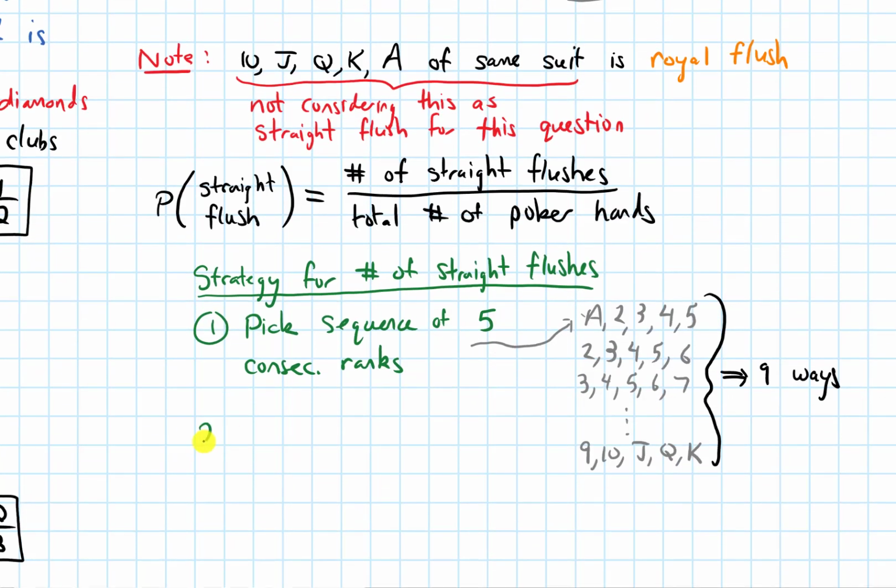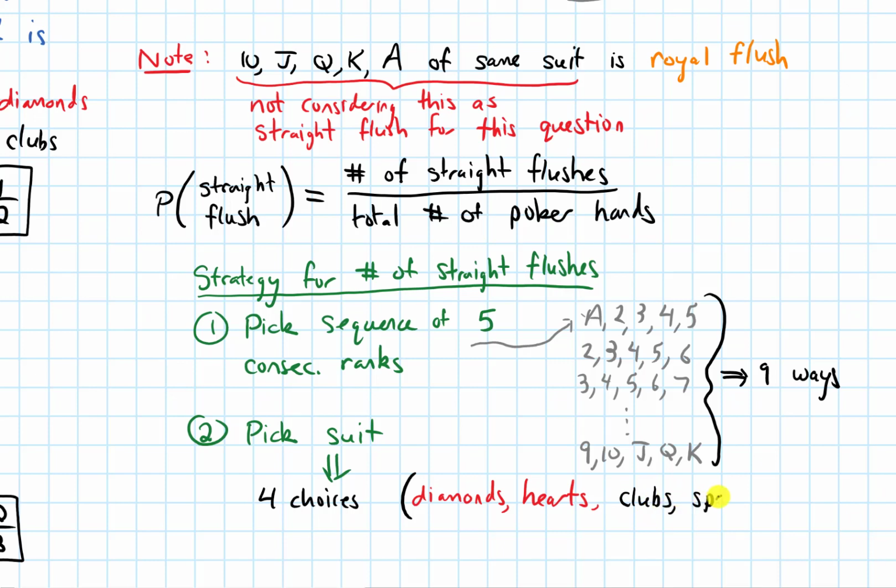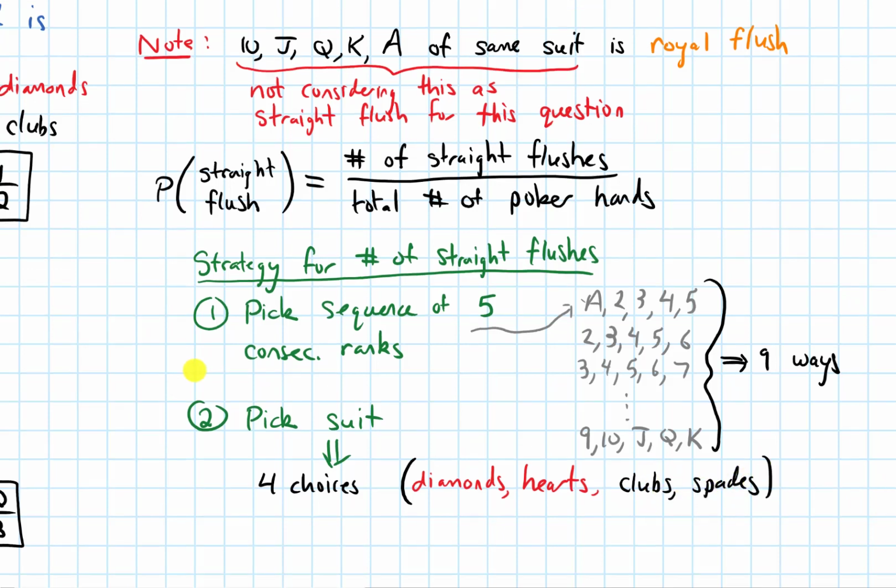And the other part to getting a straight flush is I need to pick the suit that those 5 consecutive ranks are going to take on. So I need all of those to have the exact same suit. And there's 4 choices of suits, because you could have the red cards like diamonds or hearts, or the other 2 suits are the black ones, clubs or spades. So in total we have those 4 choices.